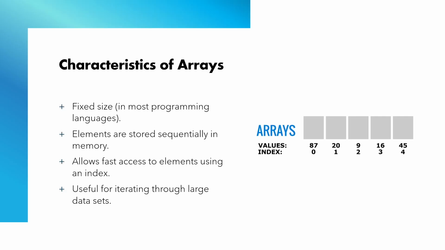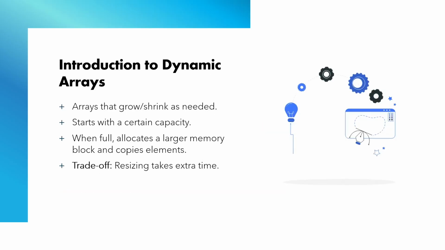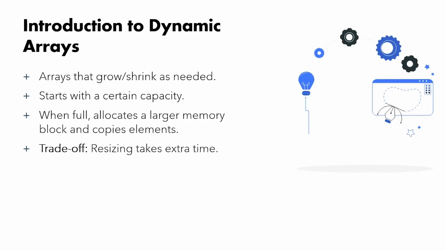This is where dynamic arrays come in handy. Unlike static arrays, which have a fixed size, dynamic arrays can grow or shrink as needed. Instead of being strictly limited by its initial size, a dynamic array starts with a certain capacity and expands automatically when it reaches its limit. How does it do this? It creates a larger memory block, copying the existing elements and then storing the new values. However, this comes at a cost as well, but in return, it offers the flexibility that static arrays don't have.